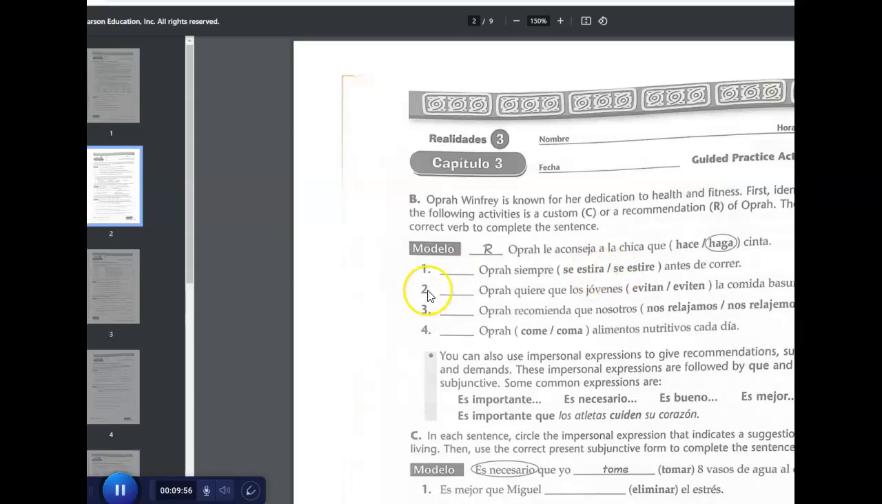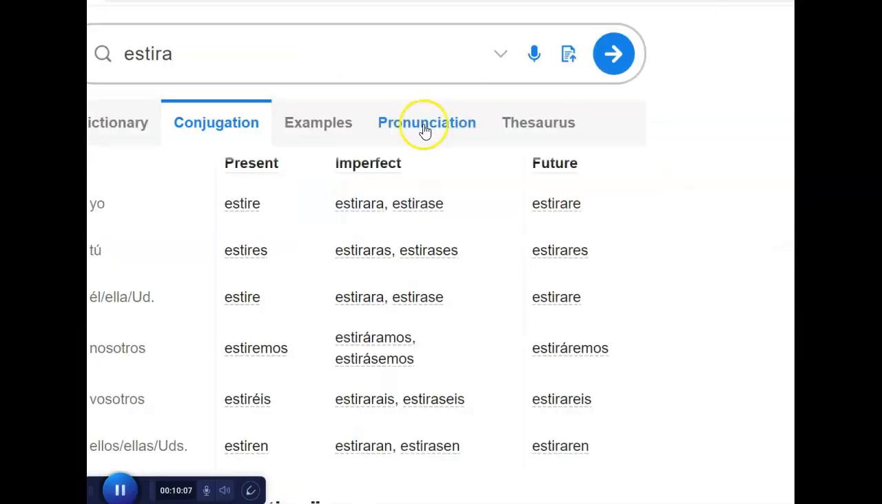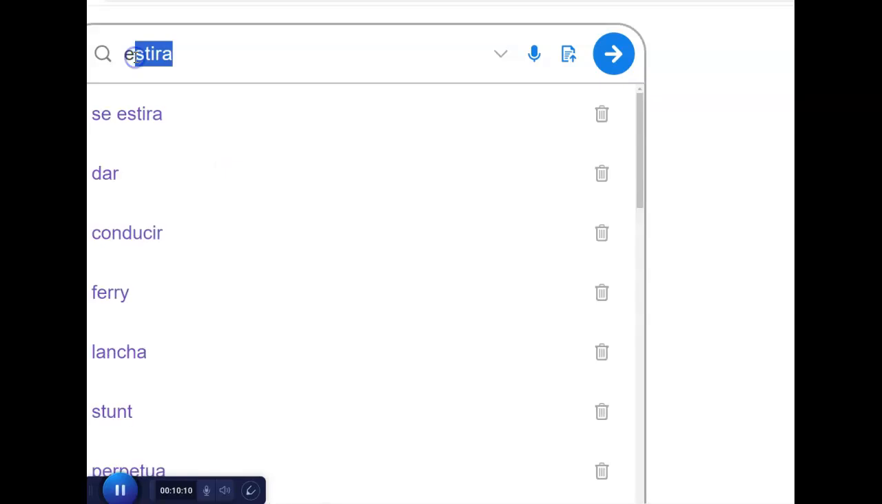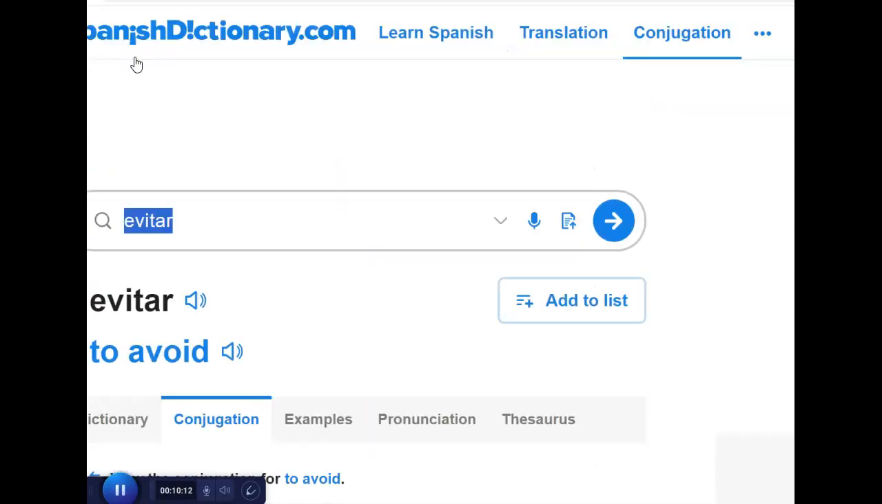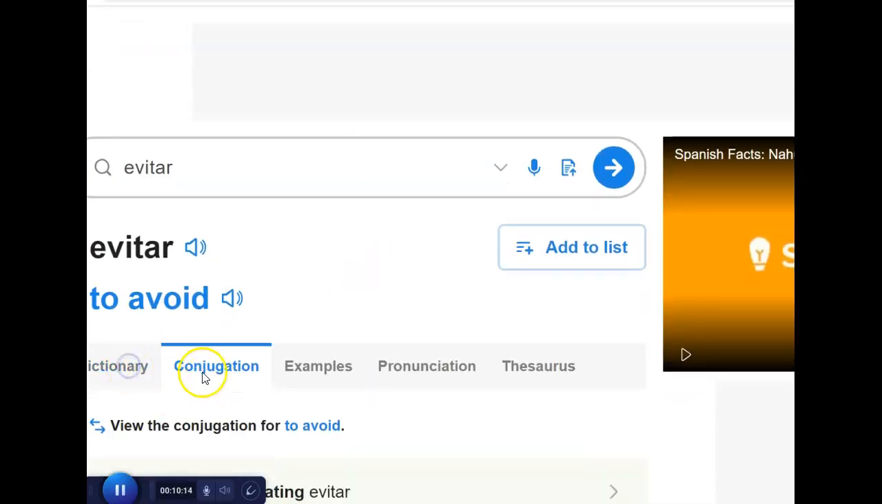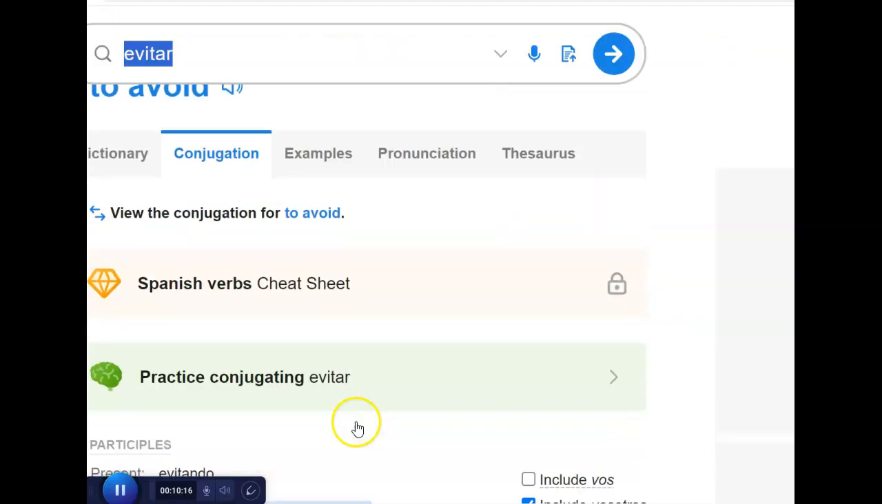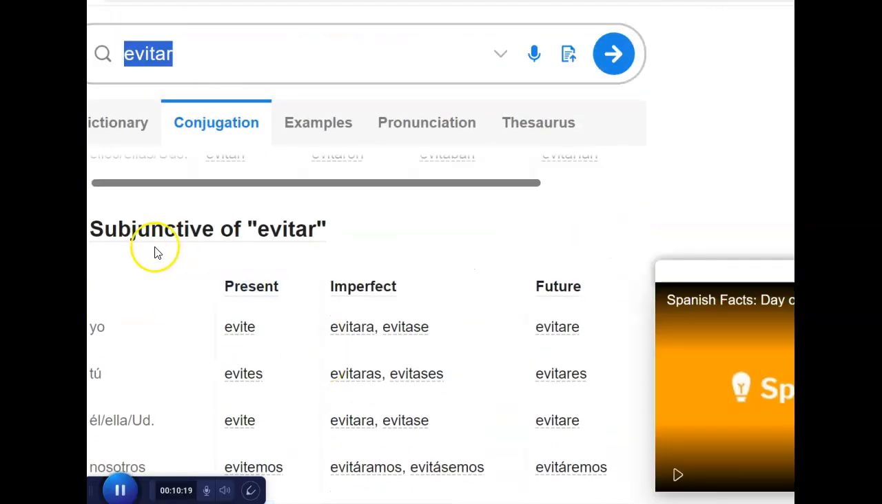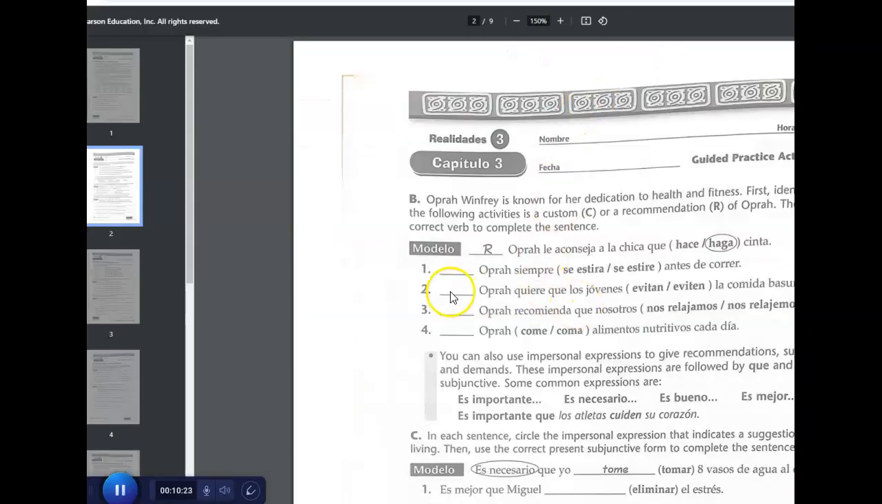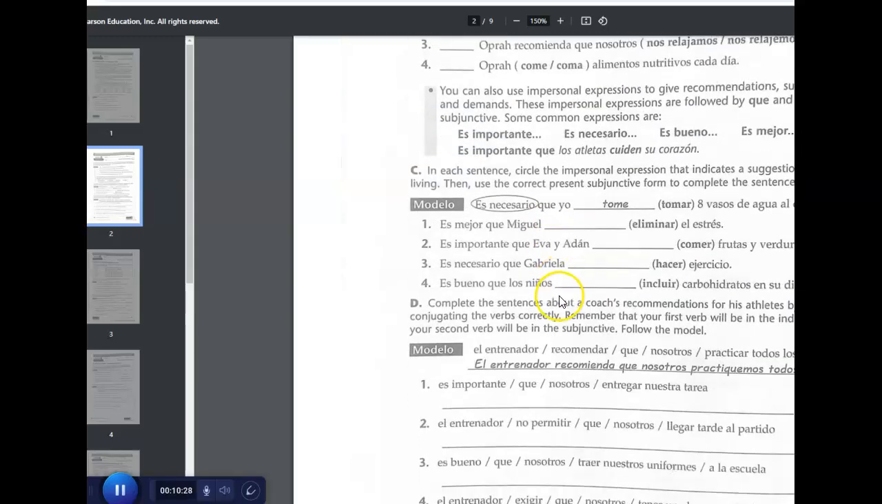To avoid confusion, we'll do two together. Oprah quiere que los jóvenes eviten. Evitar is an AR verb. Again, you can follow those steps in Spanish dictionary. It means to avoid, and then go down to the subjunctive, and you can see how it conjugates. Here, the subjunctive for sure, because we have two subjects on either side of que. Moving on to part C.